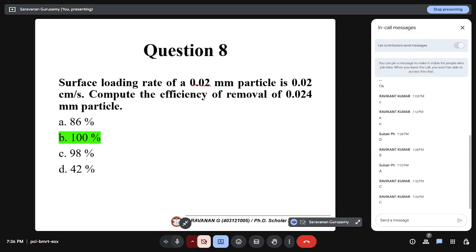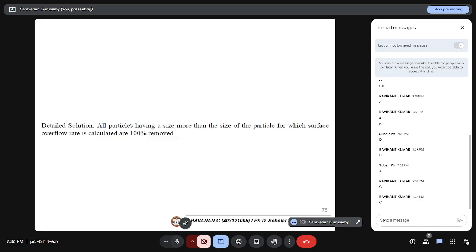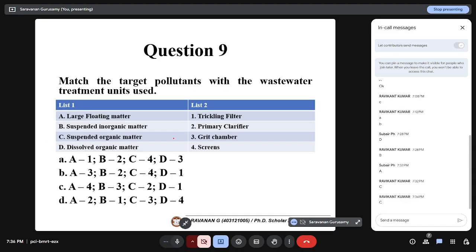If it is 0.021 also, it will be settled fully. Particles less than this size will have a value like 0.02 by 0.01 or something if it is given, and you have to think about that. Vs by surface overflow rate. Now, based on the particle size itself, the bigger particle will always settle before that. So 100% removal efficiency: all particles having a size more than the size of the particle for which the SOR is calculated are 100% removed.